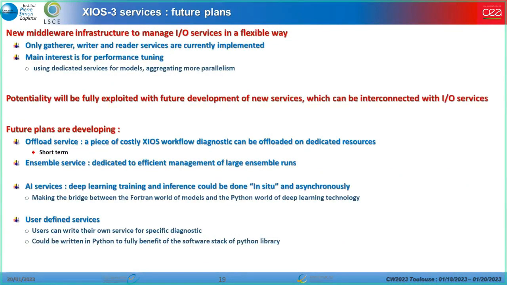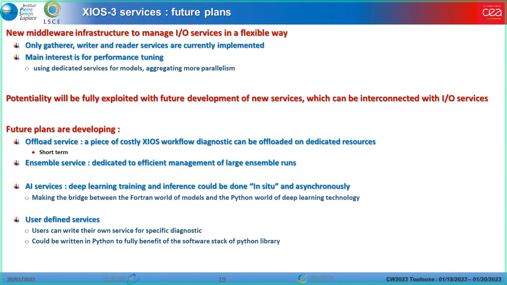So we have a new middleware infrastructure to manage IO services. For now, only gather, writer, and services are currently implemented. The main interest of this for now is just performance tuning. You can aggregate more parallelism with the services that we can place everywhere, but the potentiality of this new infrastructure will be fully exploited with future development for new services, which can be interconnected with the IO services.